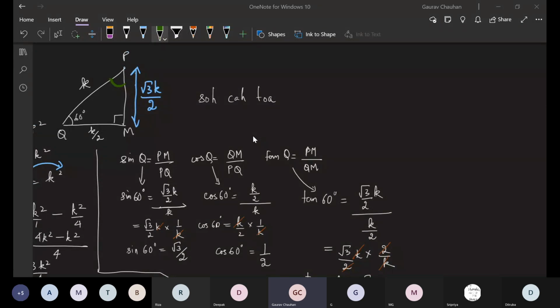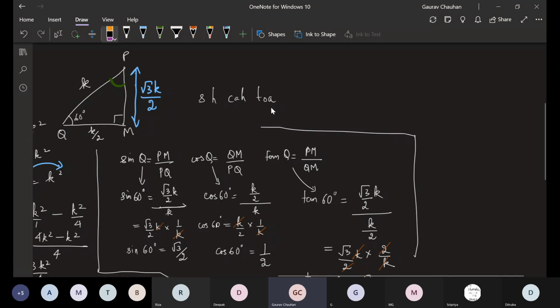Anyone? Yes, Dinesh. Sir, 30 degrees, sir. 30 degree. Very good. This is 90. This is 60. So 90 plus 60, we need one more 30 to complete 180. So this is 30 degrees. So to find sine 30, cos 30, tan 30, we don't need to make another triangle. We'll just use the same triangle. Let me write it here only, so that we are good.